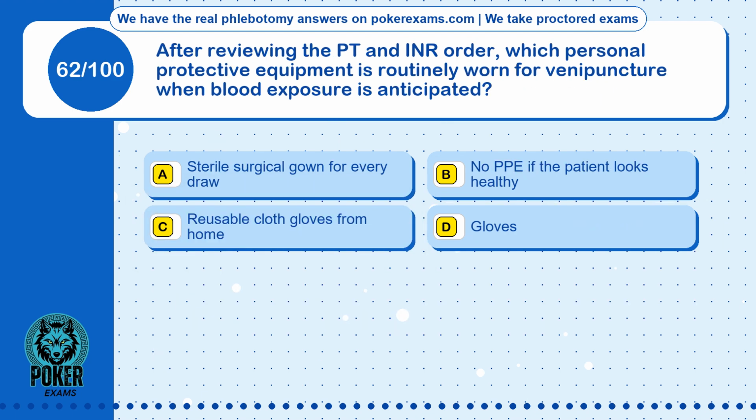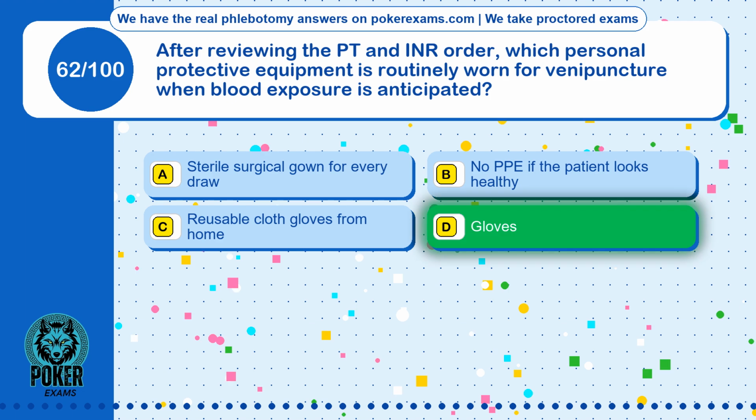Question 62. After reviewing the patient and INR order, which personal protective equipment is routinely worn for venipuncture when blood exposure is anticipated? Option A, sterile surgical gown for every draw. Option B. No PPE if the patient looks healthy. Option C, reusable cloth gloves from home. Option D, gloves.